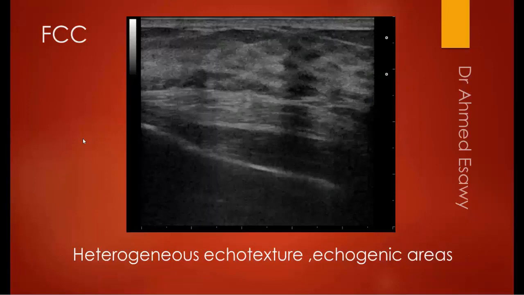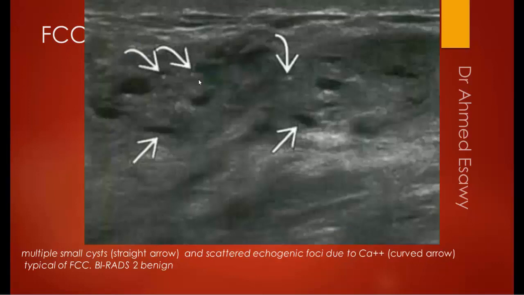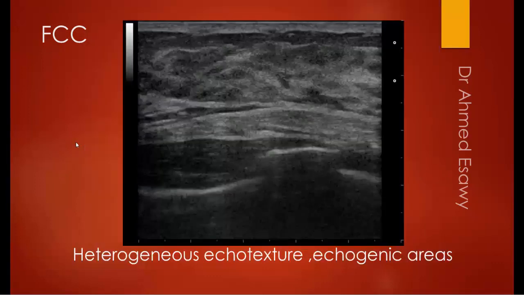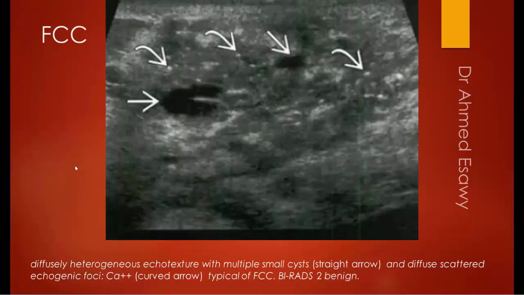Heterogeneous echotexture and echogenic areas due to fibrosis. Multiple small cysts. Scattered echogenic foci due to calcification. Typical fibrocystic change, BI-RADS 2 benign, with heterogeneous echotexture and echogenic areas. Diffusely heterogeneous echotexture, multiple small cysts, diffuse scattered echogenic foci due to calcification, typical fibrocystic change, BI-RADS 2 benign.